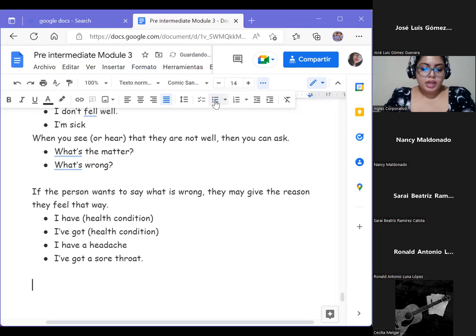So we can construct question and answer. We are going to have some examples of the question, and we are going to have a structure of how to construct the answers. So, for example, we have, how are you? We have two possible answers. I feel fine. This one is something positive. Or we can say, I feel sick. That is negative.